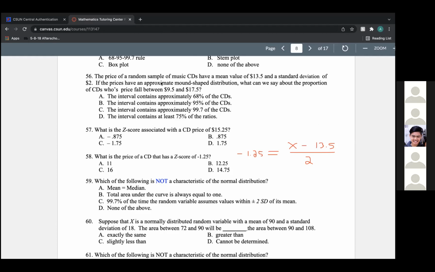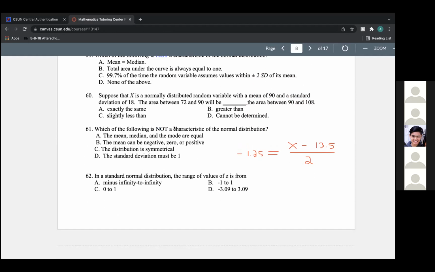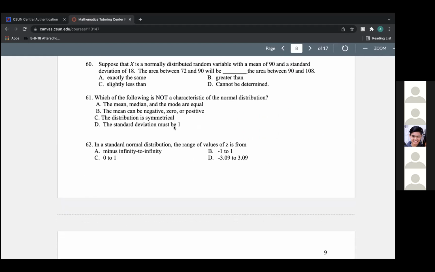60. Suppose that X is normally distributed with a mean of 90 and a standard deviation of 18. Let's clear that. The area between 72 and 90 would be what compared to the area between 90 and 108? What do you guys think?